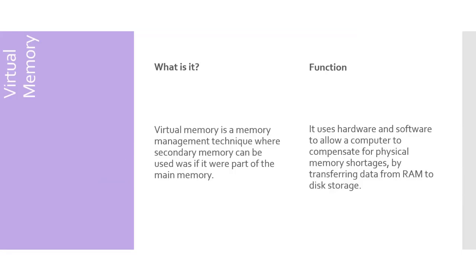So what is virtual memory? Virtual memory is a memory management technique where secondary memory can be used as if it were part of the main memory. This is a very common technique used in the operating system of a computer. The function: it uses hardware and software to allow a computer to compensate for physical memory shortages by transferring data from RAM to disk storage. This function is done temporarily and is designed to work as a combination of RAM and space on the hard disk.